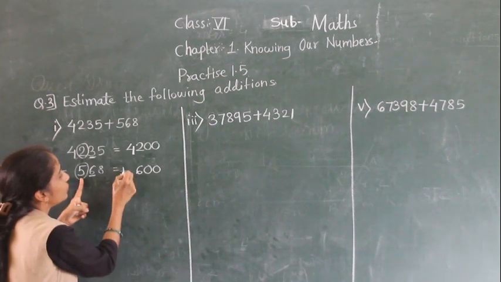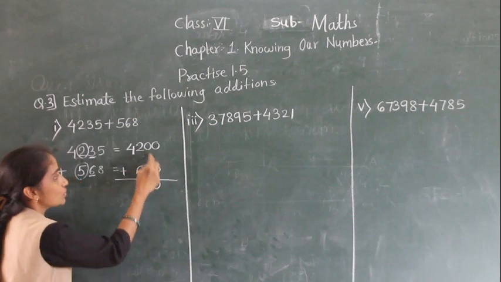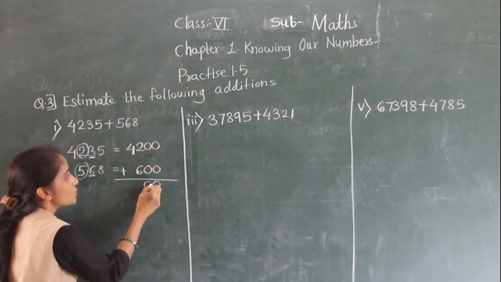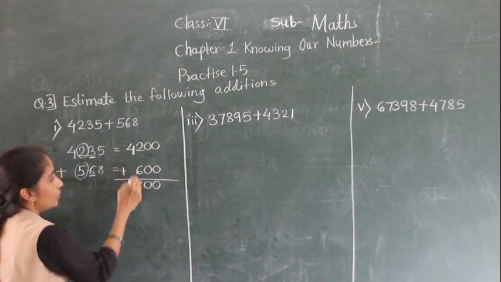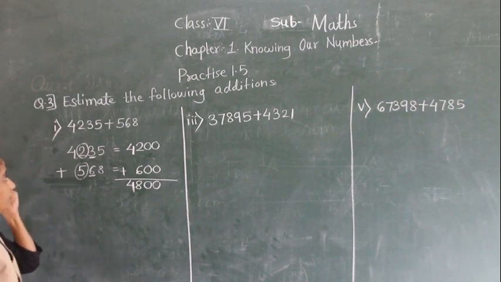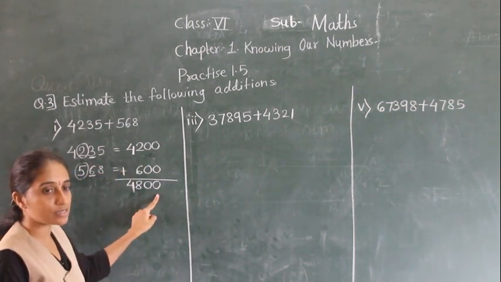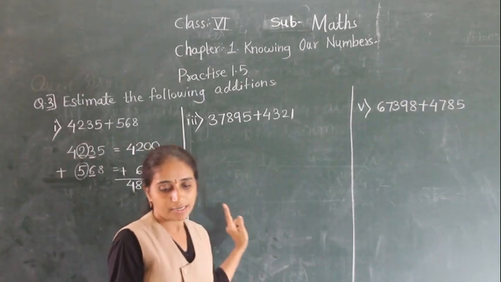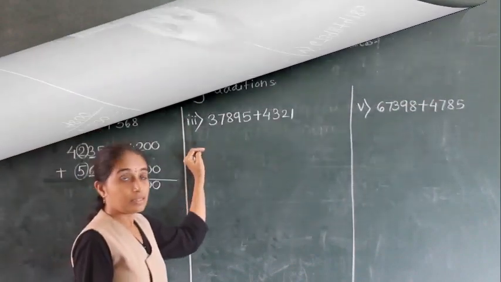Okay. And then do the addition of these numbers. 0 plus 0, 0. 0 plus 0, 0. 2 plus 6, 8. 4, so 4,800. So what we did, we estimated the addition. What did we get as the answer? 4,800. Everyone understood this?